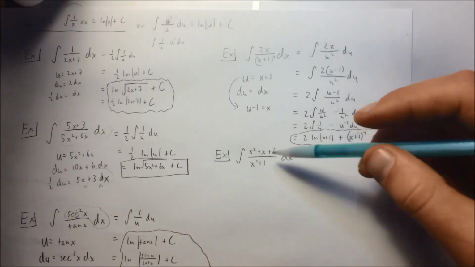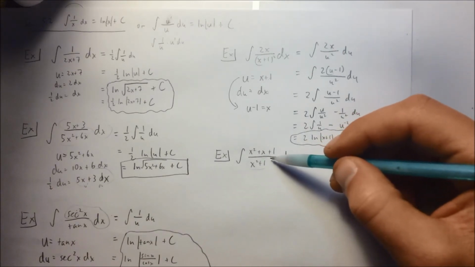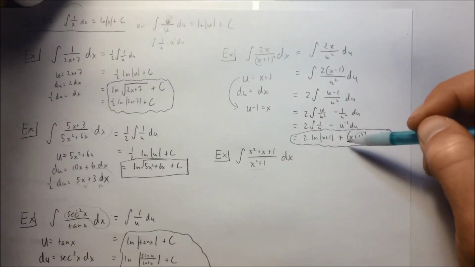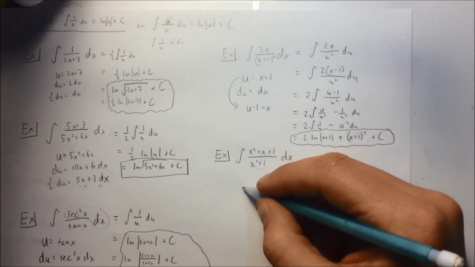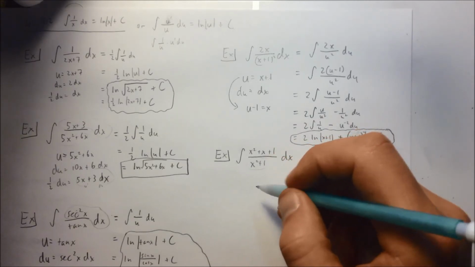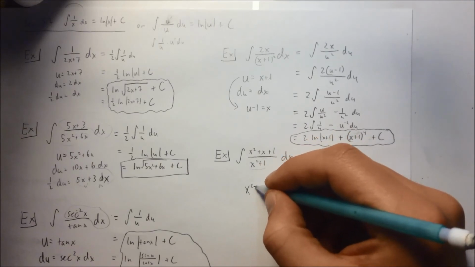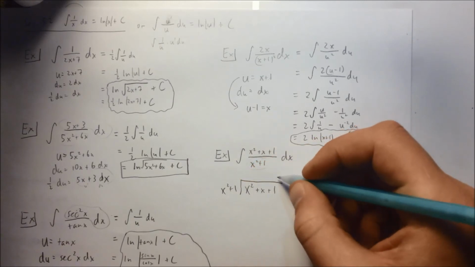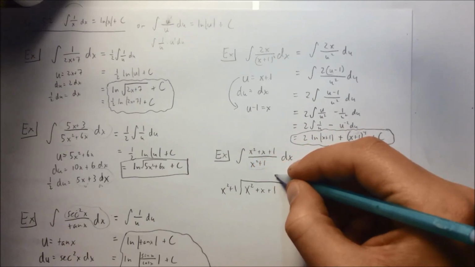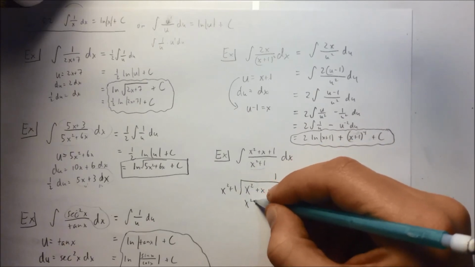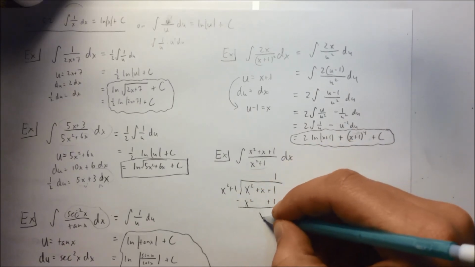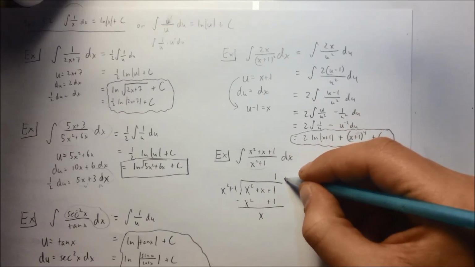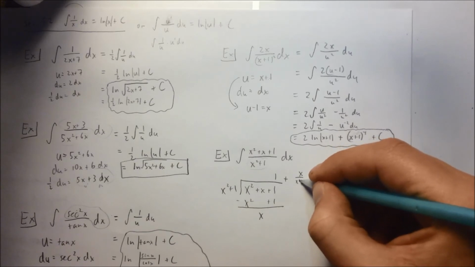The next one, we run into something similar. The derivative of the bottom is going to be 2x, but we don't see that on top. Crap. Well, we're going to do something that we haven't done probably in about a year. We're going to do long division. Divided by x squared plus 1. If I do that, I'm going to multiply it by 1. Left over with an x. So this is the same thing as 1 plus x over x squared plus 1.